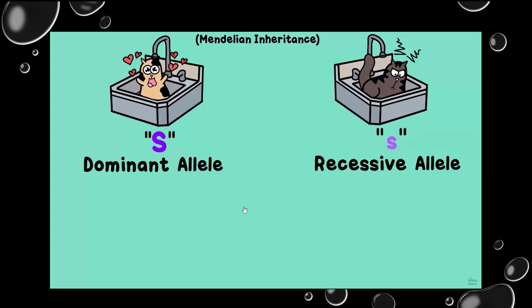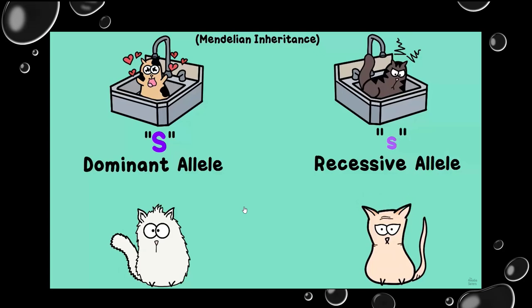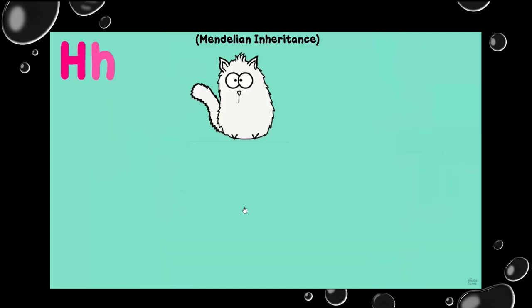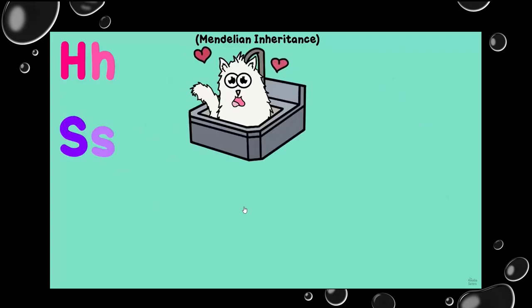Let's also take into account that cats, like guinea pigs in our previous video, typically have hair, but they can also be hairless. Having hair will be represented by the allele big H, and not having hair would require two recessive little h alleles. So let's say we want to cross a cat that is heterozygous for the trait of having hair and also for liking sinks.